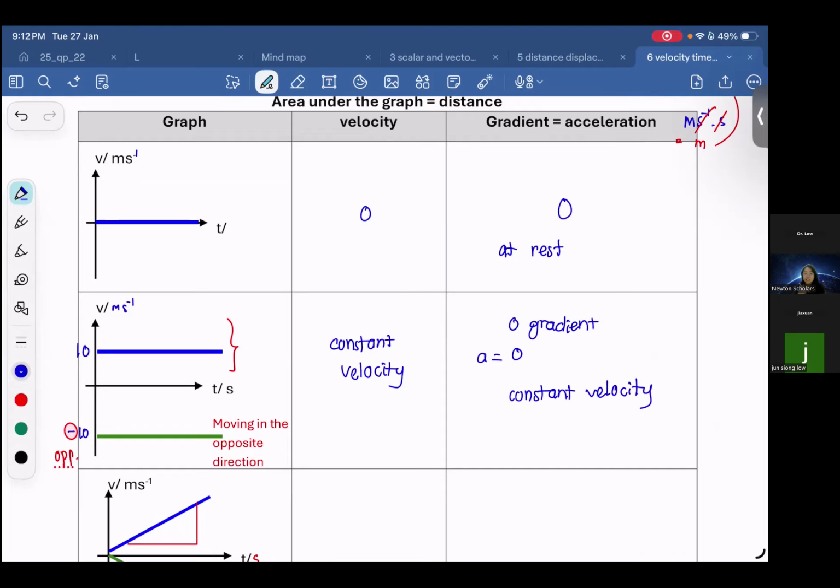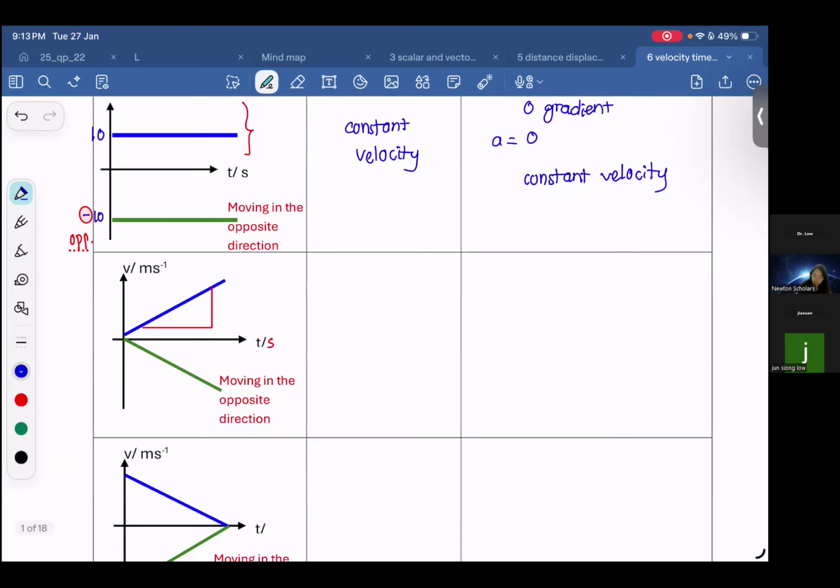Both lines are the same motion. Just the green line is in the opposite direction. That's all.